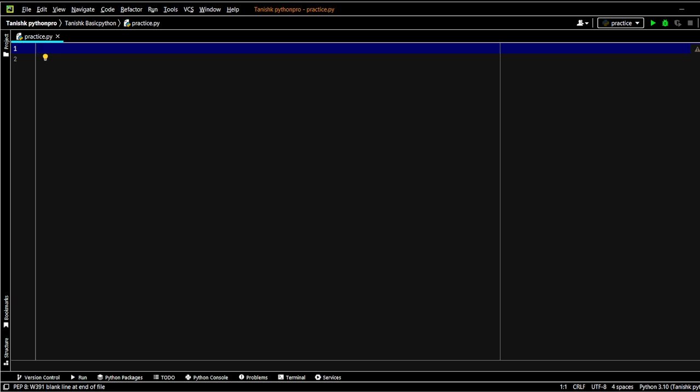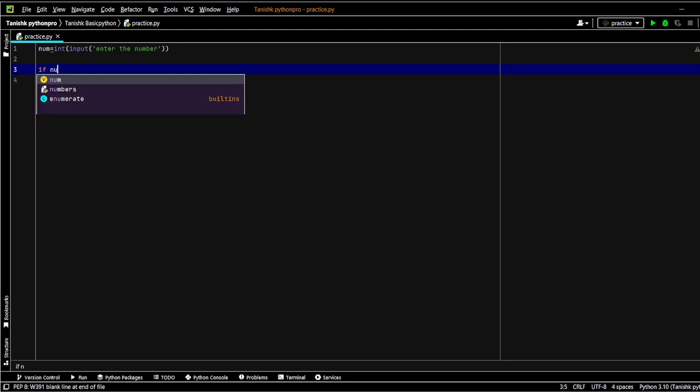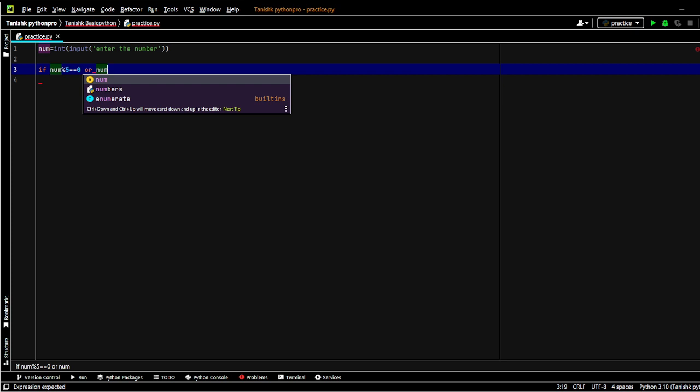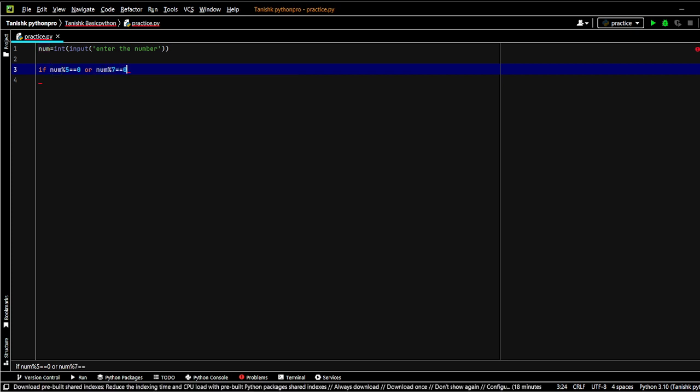Write a program: input any number and check whether the number is divisible by 5 or 7. So start. num is equal to int, which means integer, input, enter the number. And now next line, if num modulus 5 double equal to 0 or num modulus 7 double equal to 0 and colon.